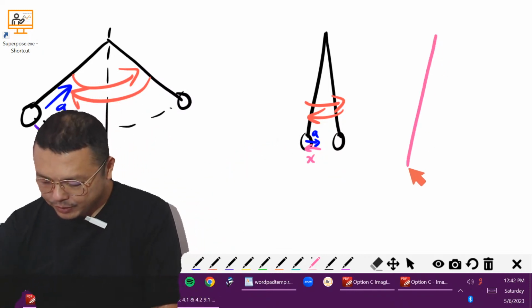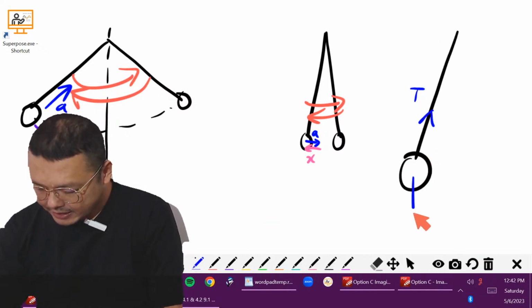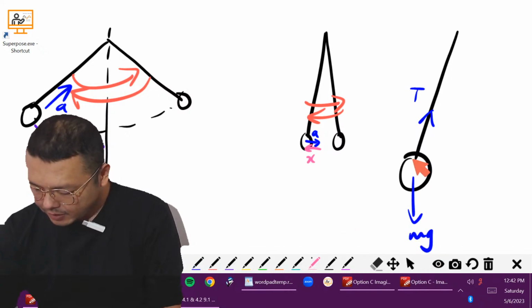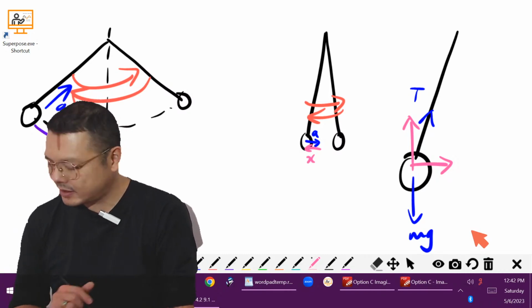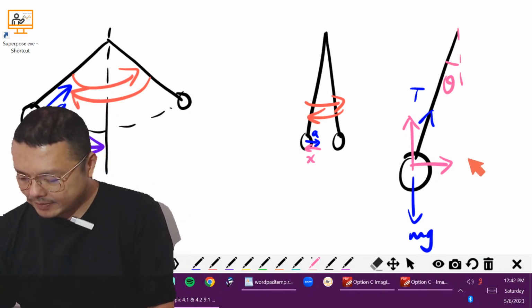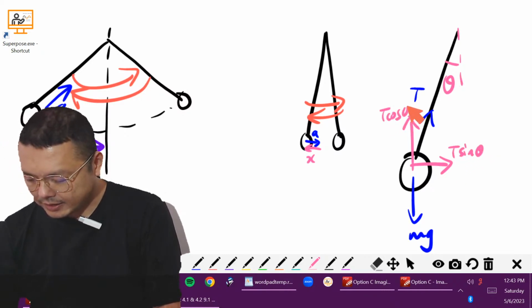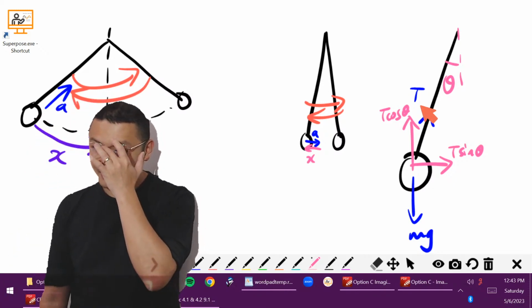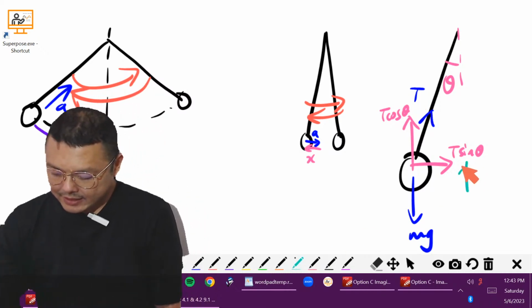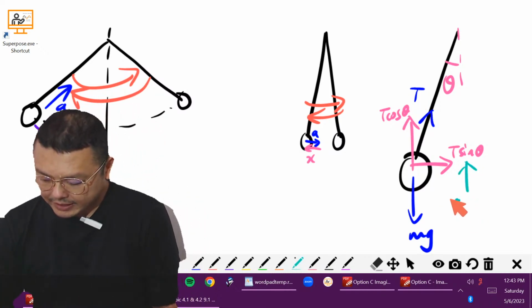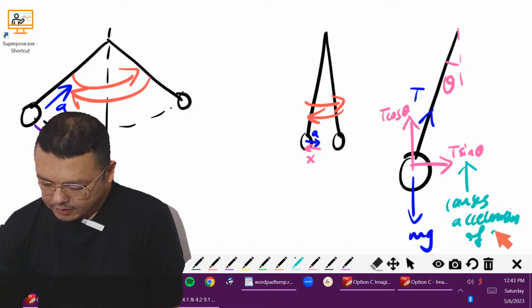Because when you zoom in on the pendulum, the pendulum has tension and the pendulum has mg. When you resolve the tension, it has two components. Let's say this is theta, and then this is T sine theta, and this is T cosine theta. Okay so far? Then we'll take this as the acceleration, which causes the acceleration of SHM.